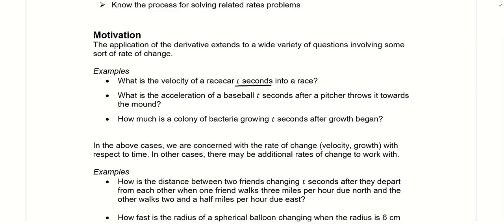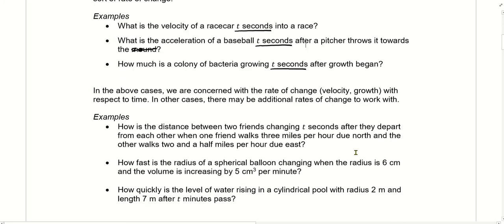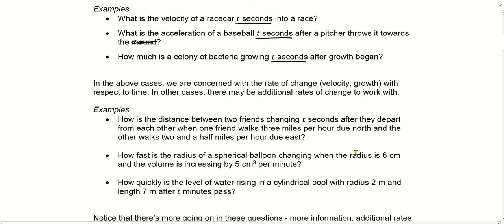What is the acceleration of a baseball t seconds after a pitcher throws it towards the catcher? Fix that in the notes. So again, this idea of instantaneous rate of change at a certain point in time. How much is a colony of bacteria growing t seconds after growth began? Again, instantaneous rate of change at a point. So in these sorts of cases, we're of course interested in this rate of change, but specifically with respect to time.